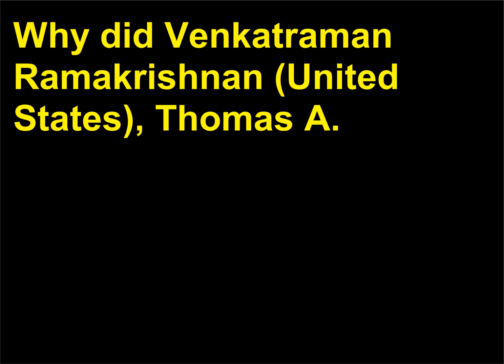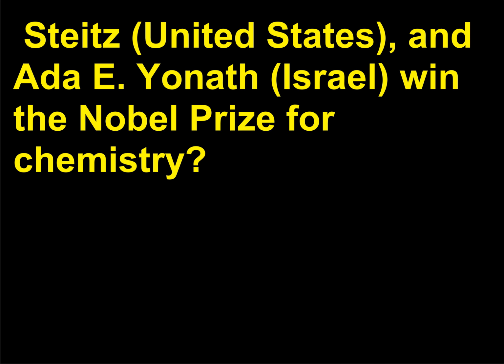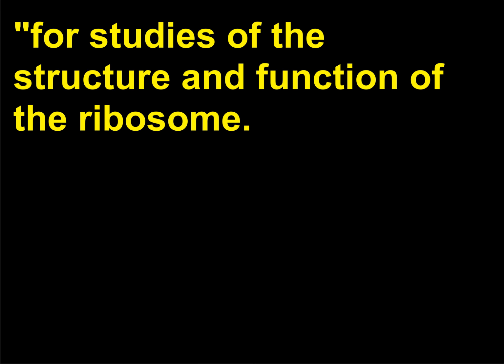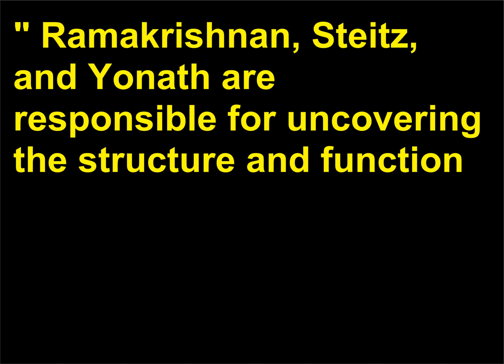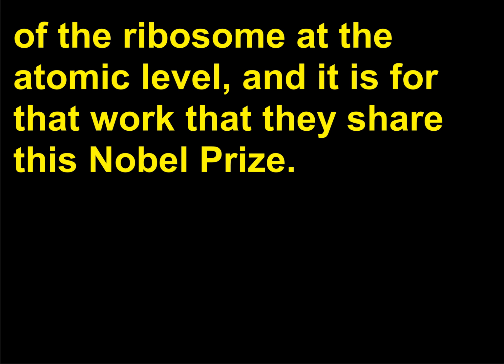Why did Venkatraman Ramakrishnan, United States, Thomas A. Steitz, United States, and Ada Yonath, Israel, win the Nobel Prize for Chemistry? For studies of the structure and function of the ribosome. Ramakrishnan, Steitz, and Yonath are responsible for uncovering the structure and function of the ribosome at the atomic level, and it is for that work that they share this Nobel Prize.